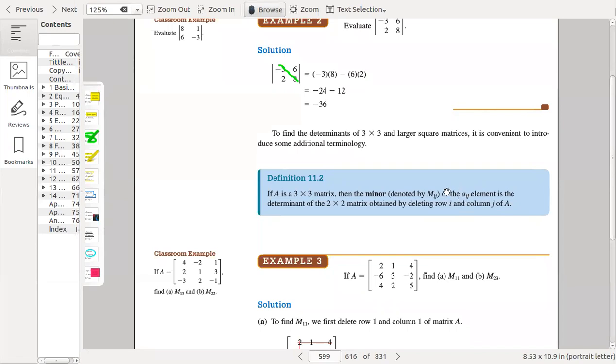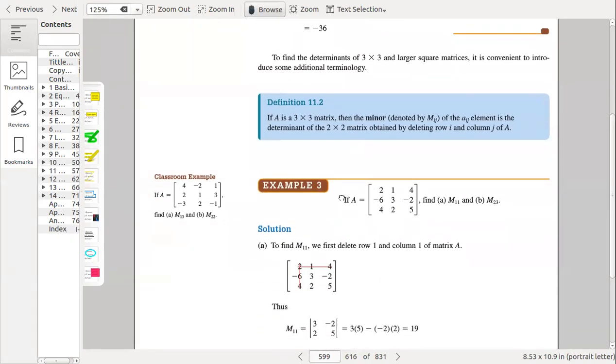So if an entry is Aij, the minor will be denoted with Mij. And how can we calculate this minor? We will delete the ith row and jth column. So if a matrix is of order 3 by 3, the minor will be of order 2 by 2. And if a matrix is of order 4 by 4, the minor will be of order 3 by 3.